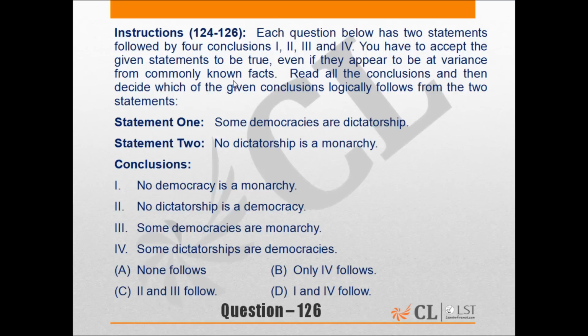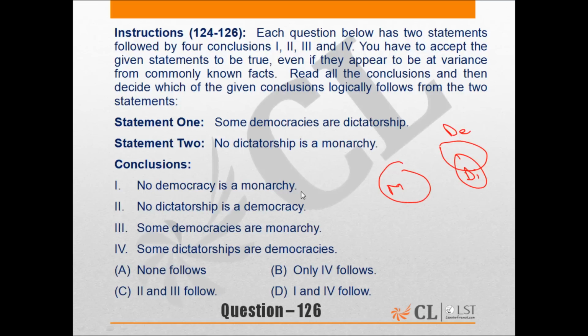Question 126. Some democracies are dictatorship. No dictatorship is a monarchy. Straight away over here, if I draw the diagram, monarchy and dictatorship would be separate sets. Some democracies are dictatorship, hence democracy and dictatorship will have at least some overlap.